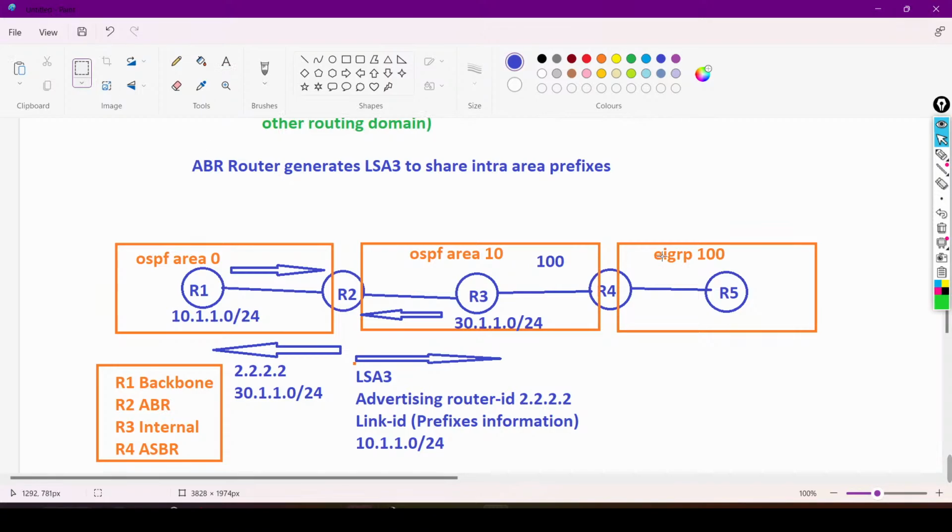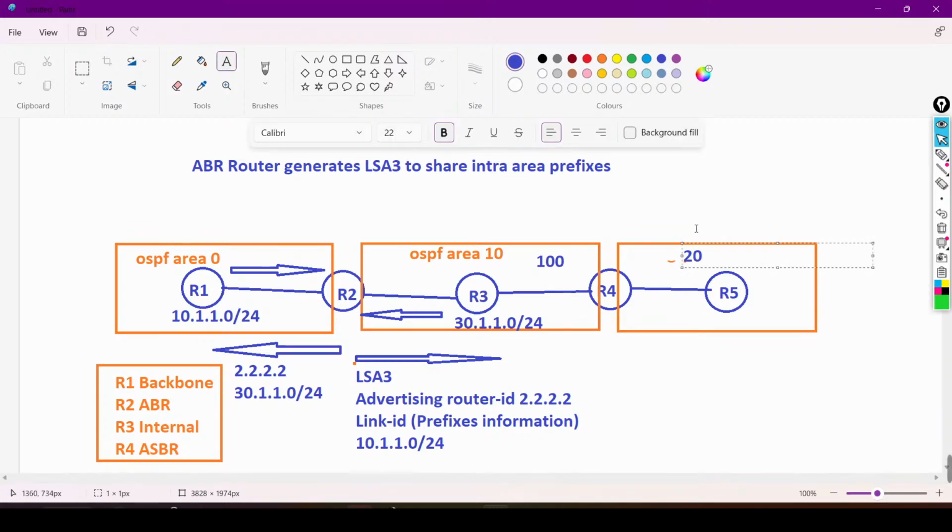Now I have one question. Suppose here I am not running EIGRP. This is my area, let's say 20, OSPF area 20. So guys, can OSPF area 10 communicate with this area 20? No, area 0 is not there. So what is possible? I need to add one more router over here. What I can do is create one loopback and put that loopback in area 0. Yes or no? Then also this router will become ABR.